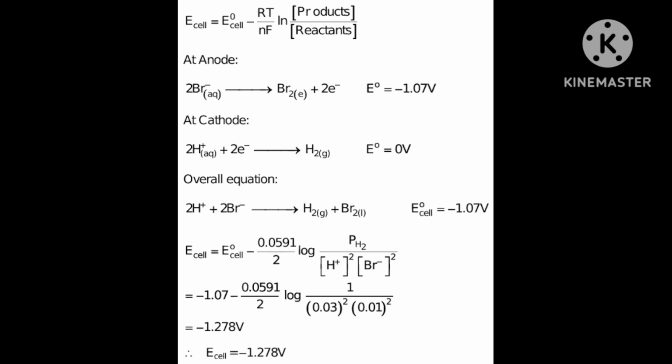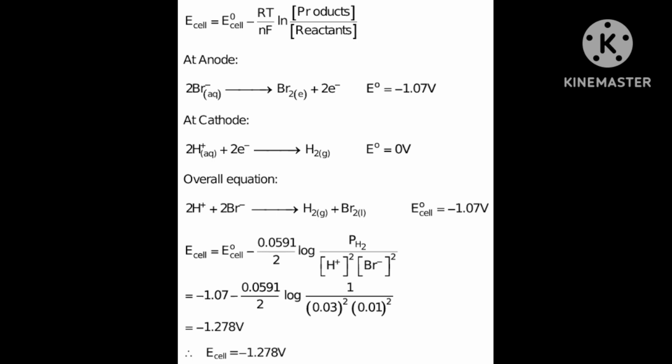Hence, before the Ag, you have to write 2. Okay, 2 Ag plus you have to write. Understood? Then this is the only thing. Then for this cell, the final expression will be there.